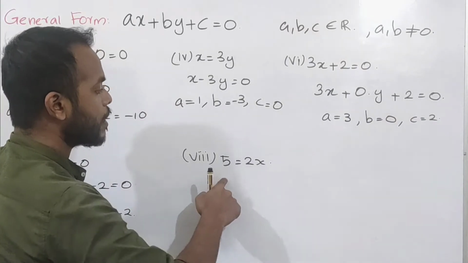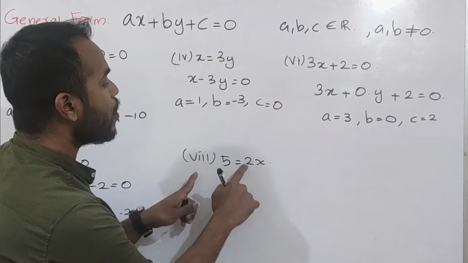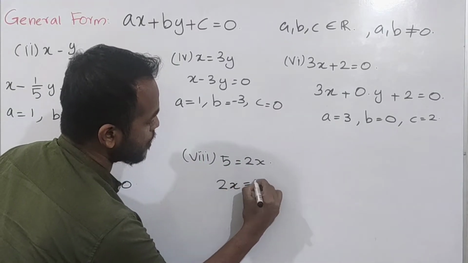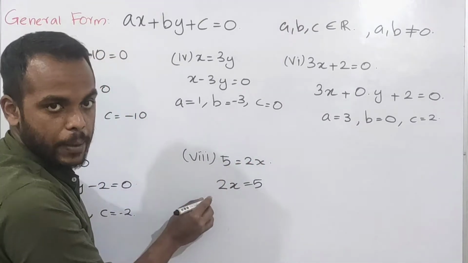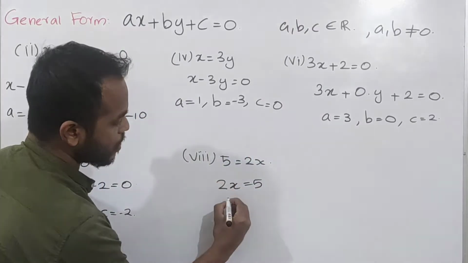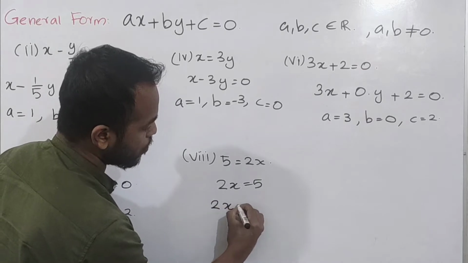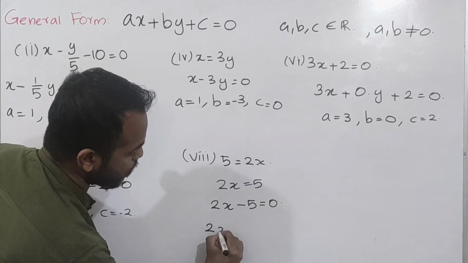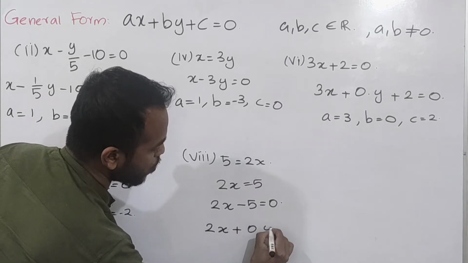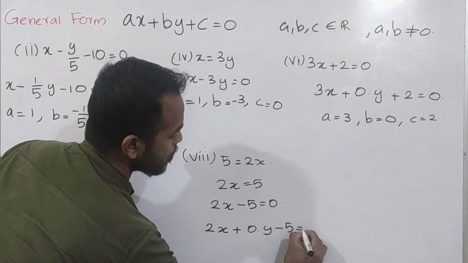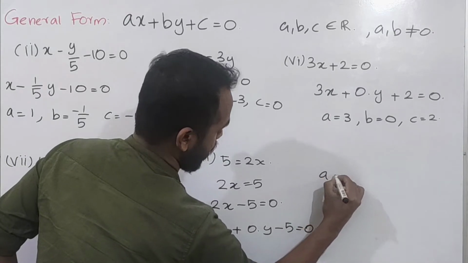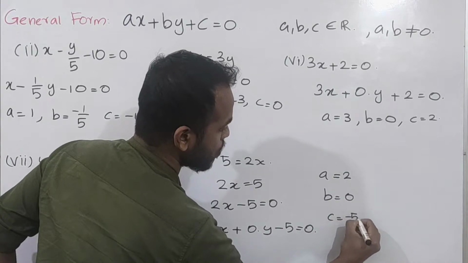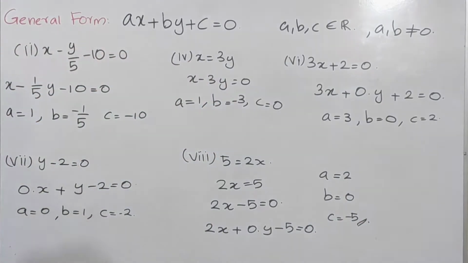Now the last question, in this one it's given 5 is equal to 2x. We can write this as 2x is equal to 5 because both are the same. Now we will take this 5 to the LHS or left hand side. So this will become 2x minus 5 is equal to 0. Or how will you rearrange this one? 2x plus 0y minus 5 is equal to 0. Now we can easily write a is equal to 2, b is equal to 0, c is equal to negative 5. So this is the answer.